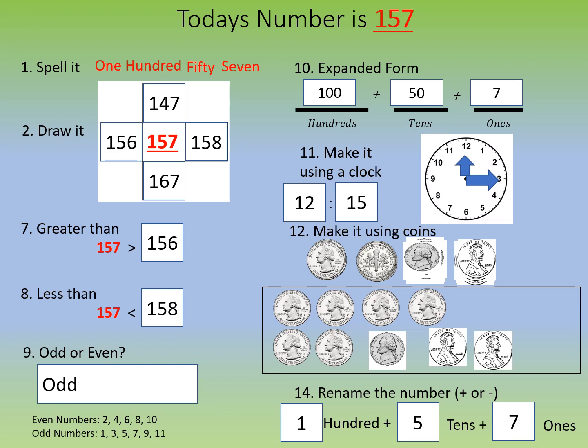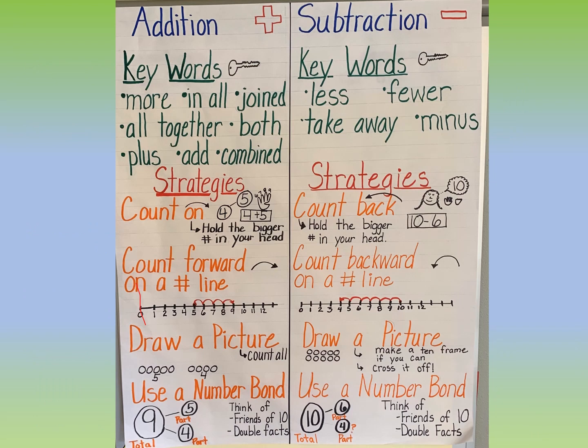Flip your paper over now, and we're going to do a story problem. Before we get started with our problems, let's go over the addition and subtraction keywords and strategies. Keywords for addition are more, in all, joined, altogether, both, plus, add, combined. Strategies to use are counting on. Hold the bigger number in your head.